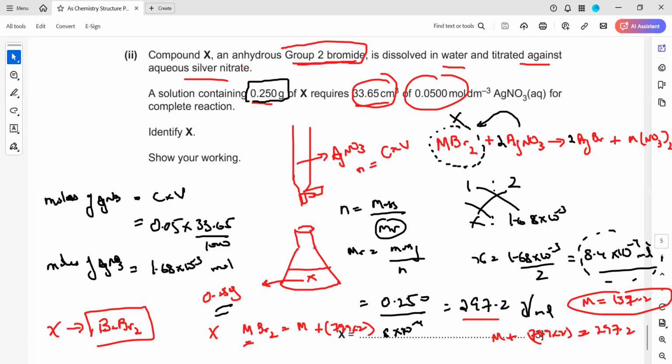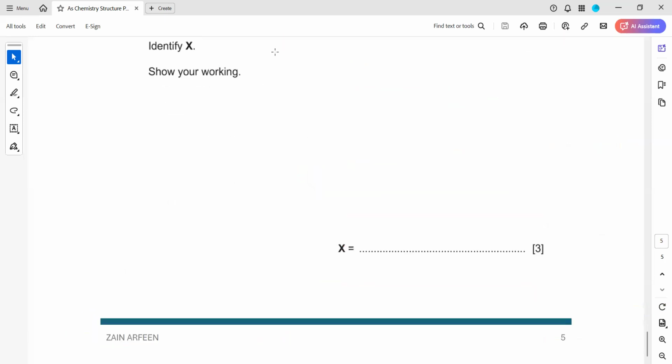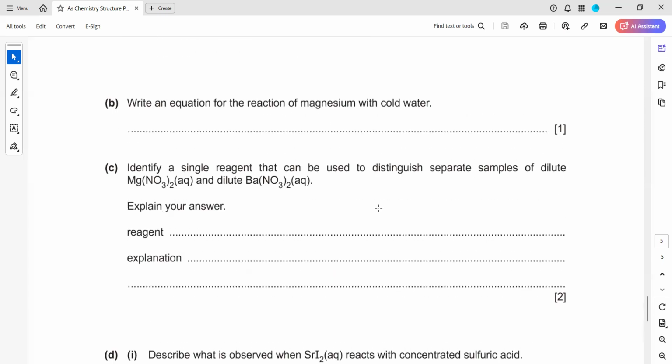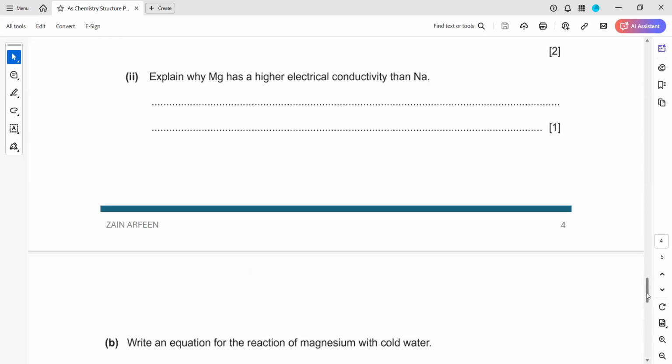Is it clear? Any discussion? So this was a question related to the structure pop quiz.